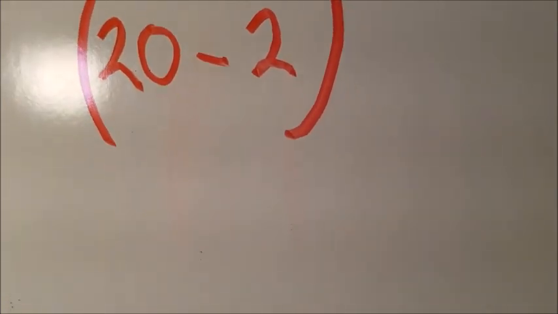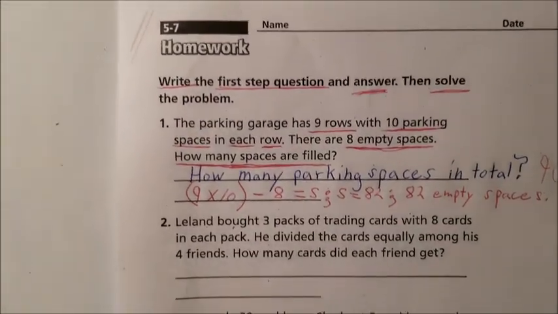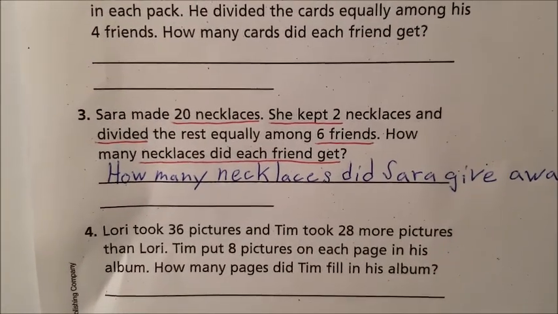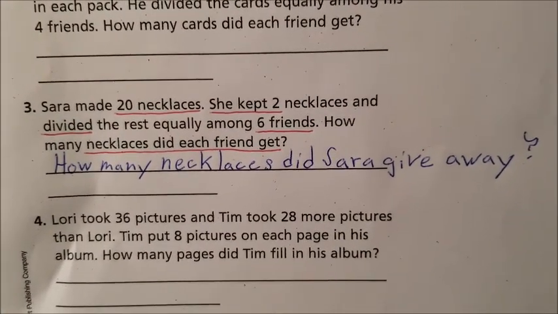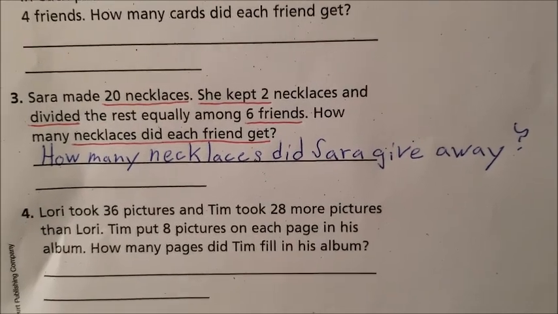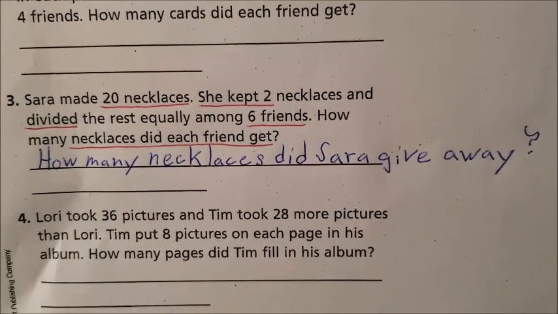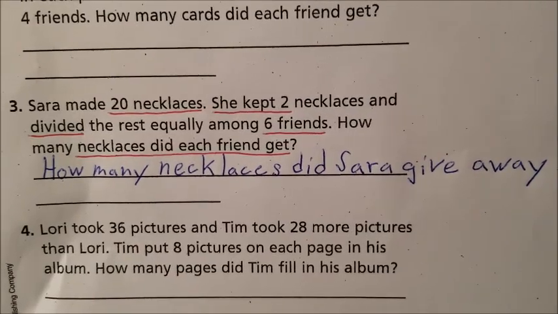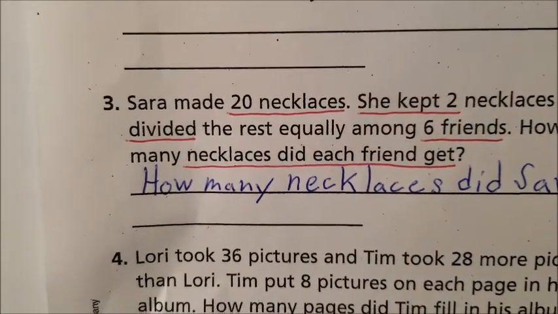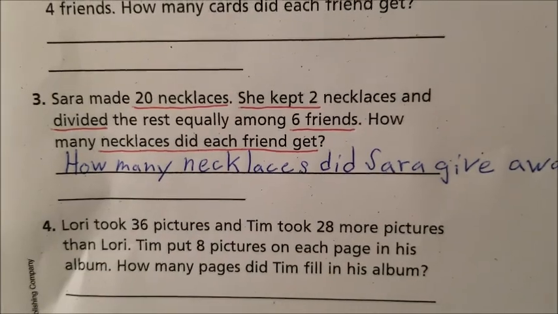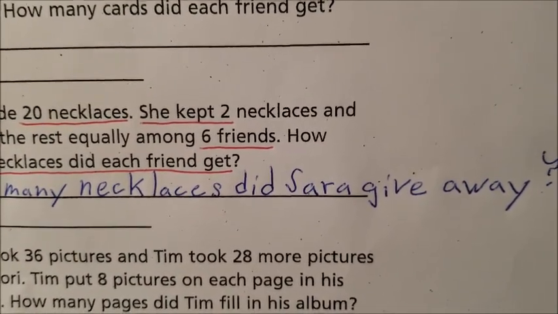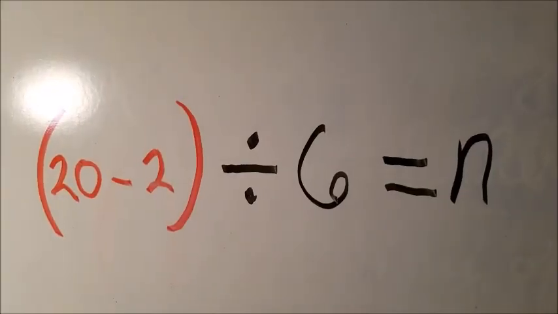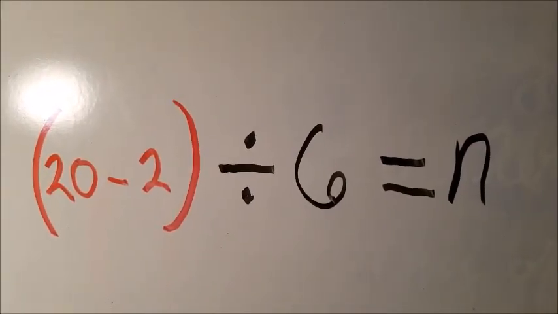Let's go back and take another look then. Oh, look at that. Somebody went ahead and underlined the important information and wrote out our first step question for us. Oh, that's good news. Now, what's the next part? What should we do? Well, there's that hint word, divided the rest among 6 friends. Let's put that into our equation also. Now we have divided by 6 in our equation also.